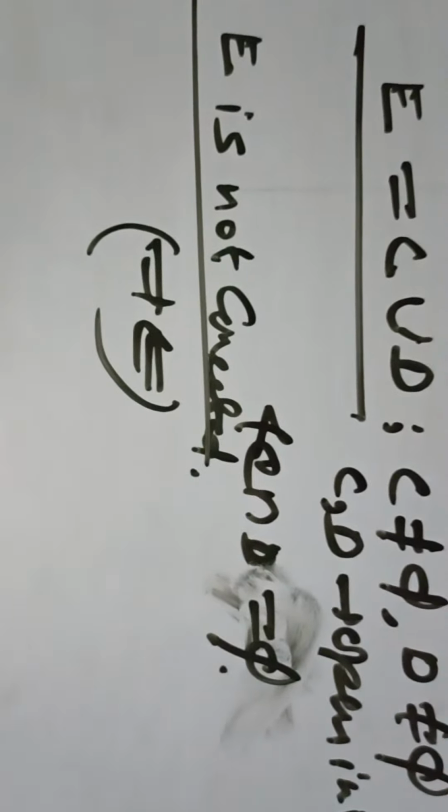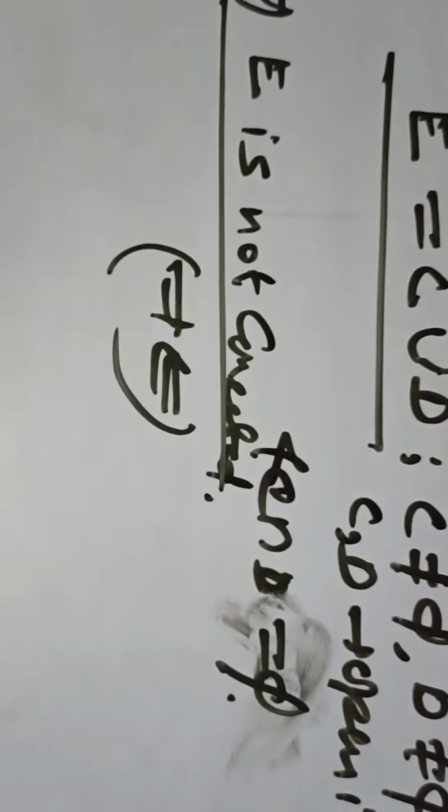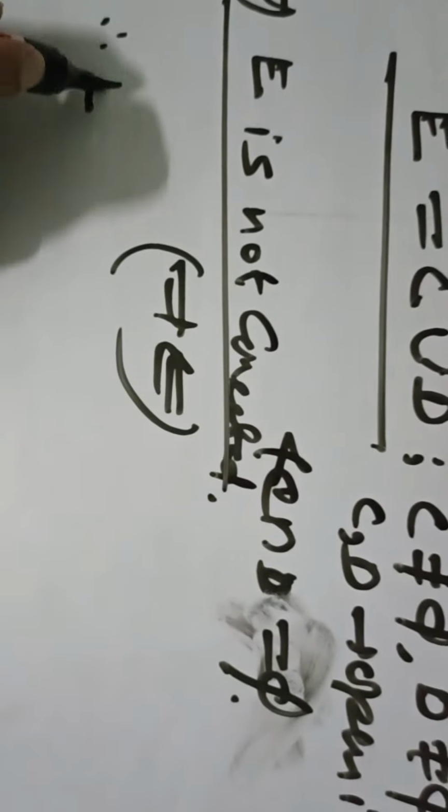So E bar is not connected. So we assumed previously that E bar is not connected. Okay, so this is a contradiction. So E bar must be connected.